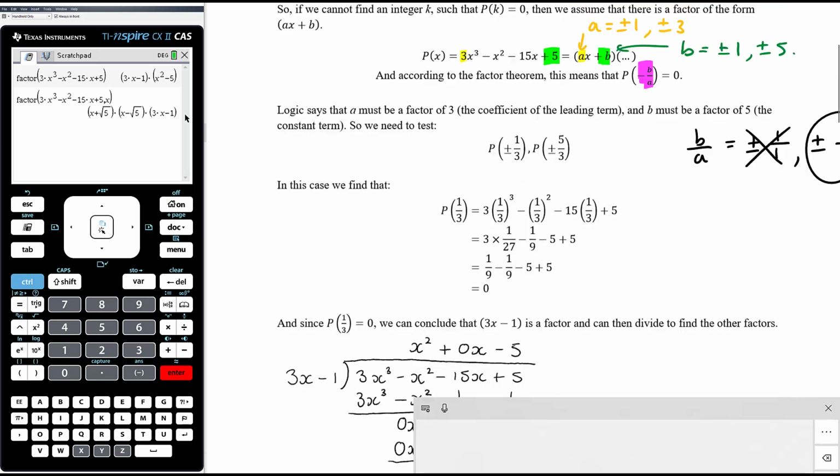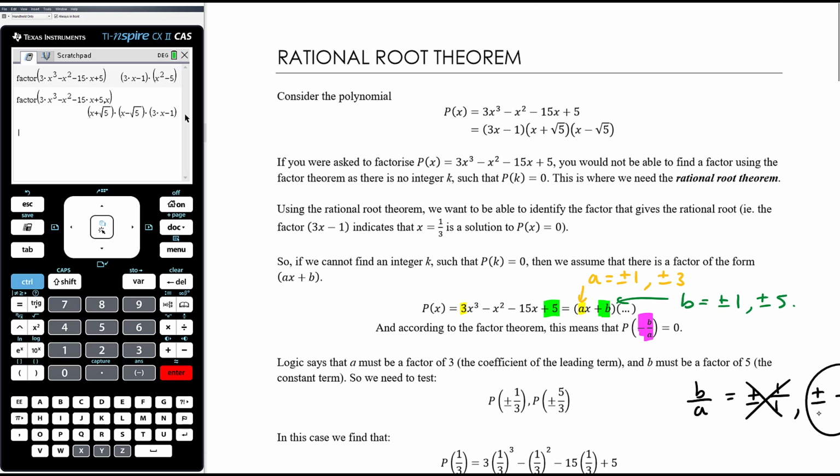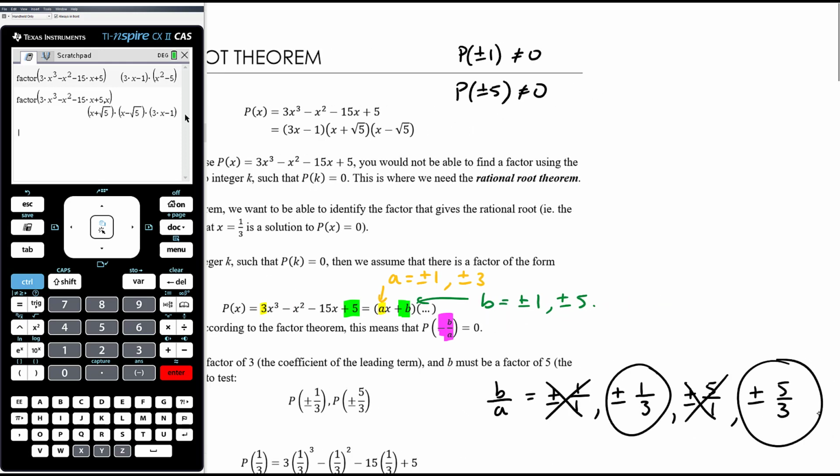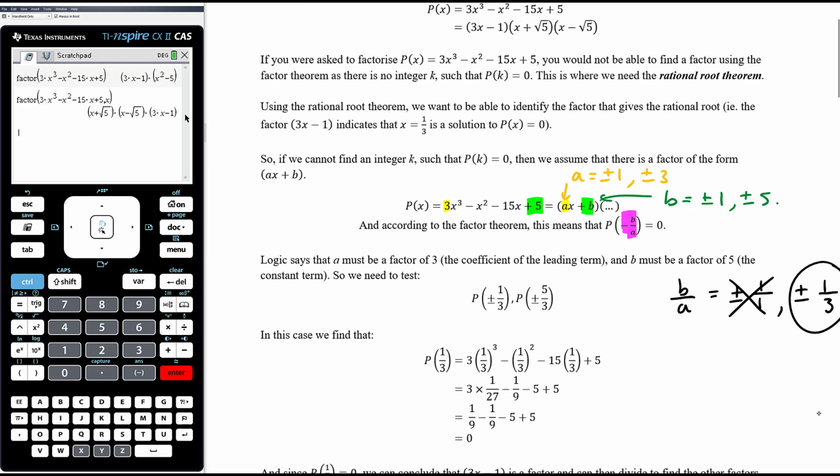Okay, but the key idea is, if our whole number factors fail us, so if we try, as we said, p of plus and minus 1 and we don't get 0, and we try p of plus and minus 5 and we don't get 0, they're the only options that are going to give us 5 at the end here. We then need to assume there's a factor of the form ax plus b. Think about what we know for the possible values of a and the possible values of b. Think about what that means for the possible fractions b over a that we need to consider, and then start substituting fractions in until you find something that gives you 0.